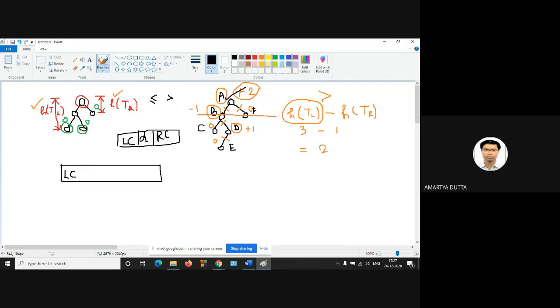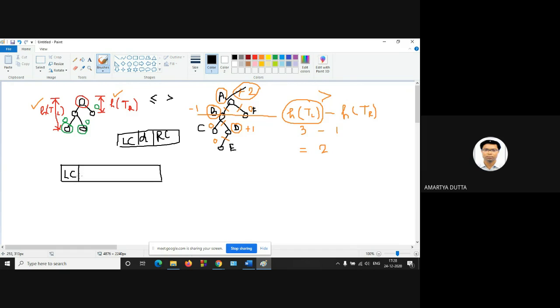But here, height. Yes, it is associated with your binary tree. It is a binary search tree. Rather, it is a binary search tree. This binary search tree is associated with your height. So first one is the left child.